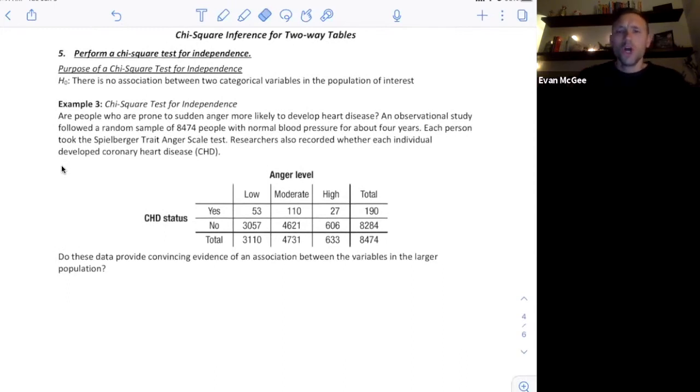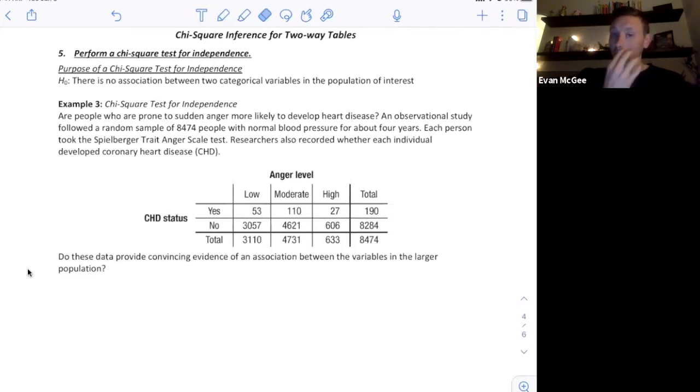Are people who are prone to sudden anger more likely to develop heart disease? An observational study followed a random sample of 8,474 people with normal blood pressure for about 4 years. Each person took the Spielberger trait anger scale test. Researchers also recorded whether each individual developed coronary heart disease. Do these data provide convincing evidence of an association between variables in the larger population? So there you go. It's an association, so it means we're doing a test of independence.